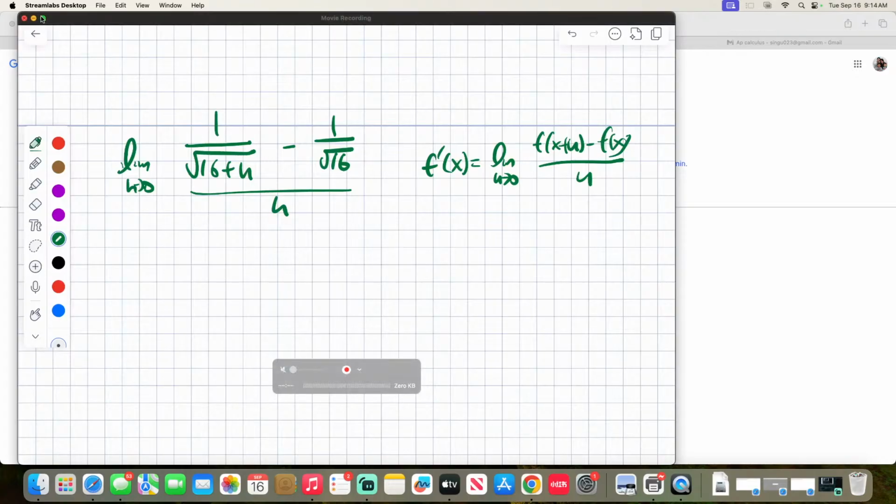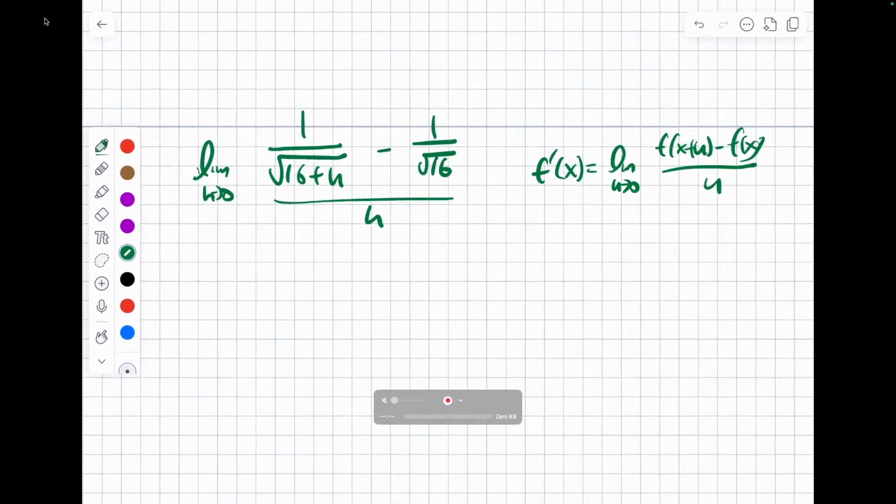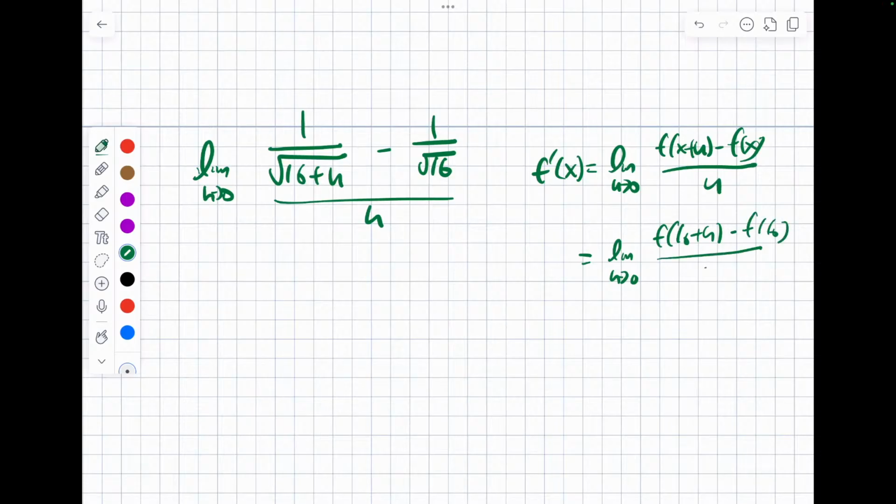Now that I have it set up correctly, I look at this and say, wait, wherever there was x, it was replaced with 16. Do you see that? So if you see this limit as h approaches 0 of f of 16 plus h minus f of 16 over h, does that mean that's f prime of 16? Does that make sense?